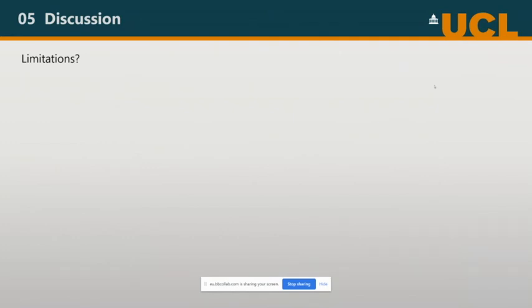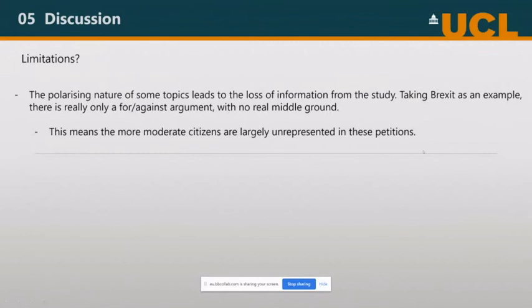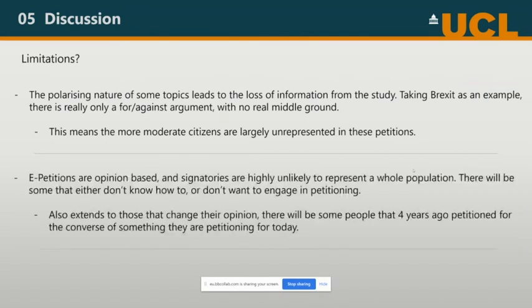So, as I touched on just now, the limitations of the study: the polarizing nature of some of the petitions does lead to a loss of information. Taking Brexit, for example, being one of the topics, there is only really a for and against argument, and there's no real middle ground for someone to petition for. That means the moderate citizens are not going to be represented in these petitions. E-petitions are completely opinion-based, and they don't represent a whole population.